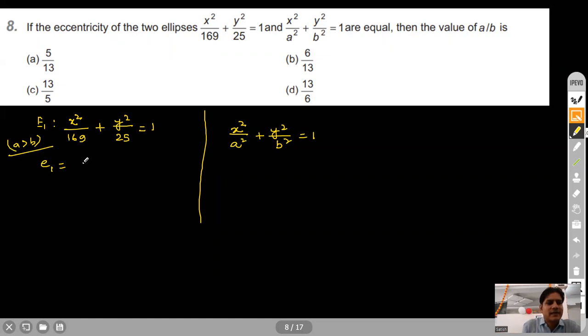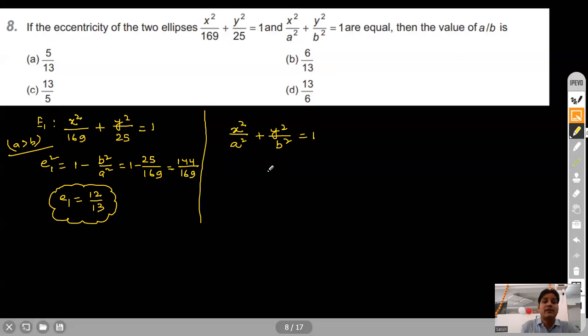It means we can give its eccentricity as e1 square as 1 minus b square upon a square. So this will be 1 minus what is b square? 25. And what is a square? 169. So 169 minus 25. How much? 144. So it will be 144 upon 169, right? So we got the value of e1 as 12 upon 13. Is it okay? We got the value of e1 as 12 upon 13.